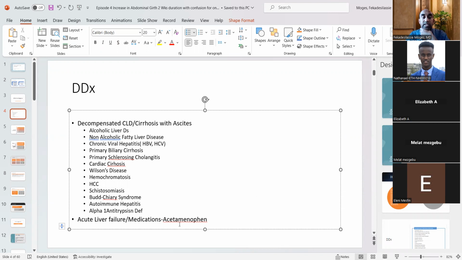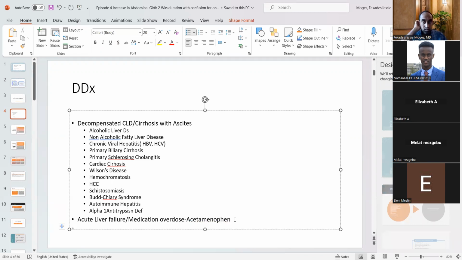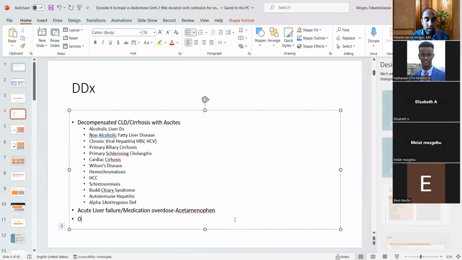Acute liver failure, medication overdose, like acetaminophen is one reason. Okay, what else? Other differential diagnosis other than cirrhosis. Gynecological conditions. Like what? Like ovarian tumor. Ovarian tumor, okay. Excellent.